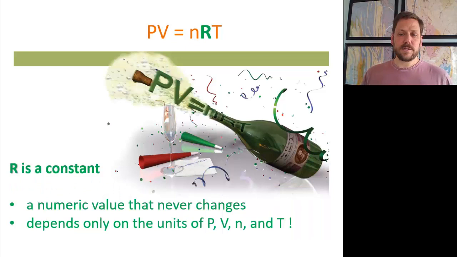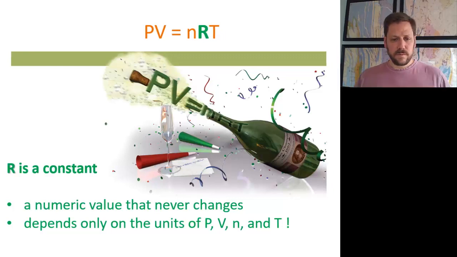That brings us to the last term, which we haven't discussed yet, R. Now, R is simply a constant. It's an equation fixer. It's a numeric value that only depends on the units that we're using for the other values. Remember that volume is always in liters, n is always in moles, and temperature is always in kelvins. So the only reason the R units will change is if we're using a different unit of pressure. And depending on what the unit of pressure we use is, the R value will be different.